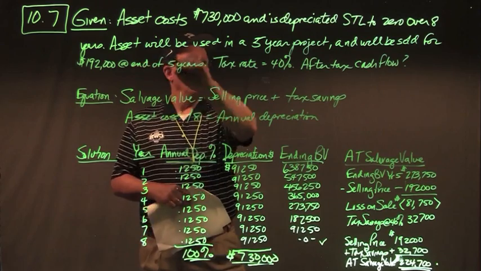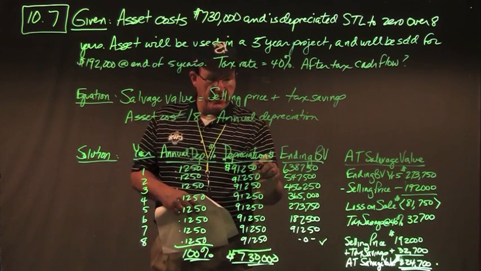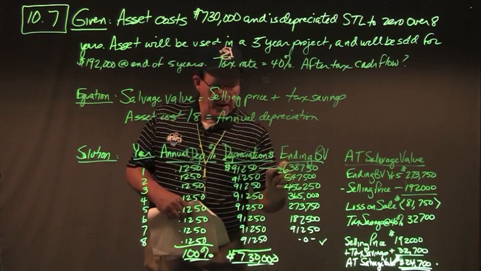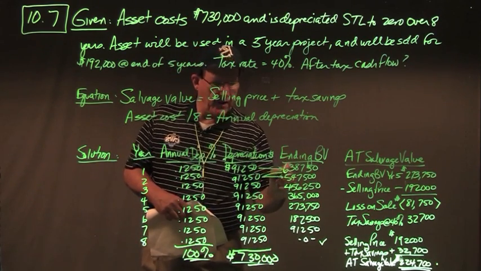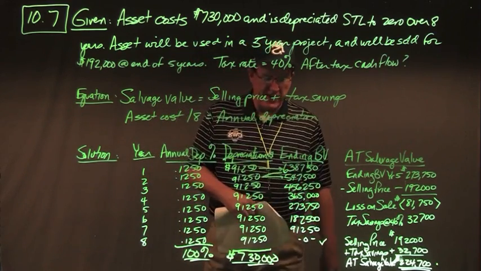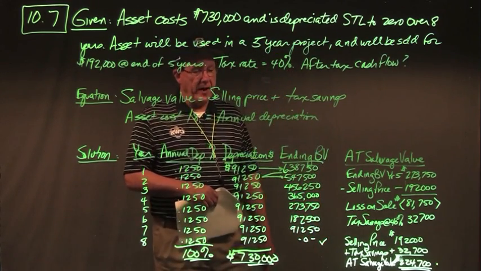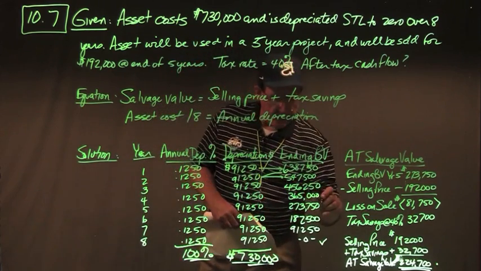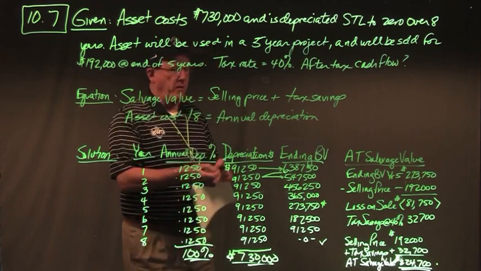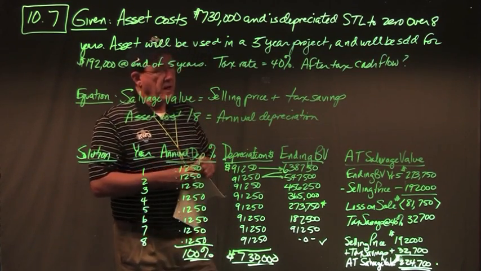So I'll take 730,000 minus the first 91,250 should give me 638,750 minus 91,250, and so on down the line. And by the end of the 8th year, I should get to 0 ending book value. However, we want to look at this at the end of year 5. So right here, we're going to take a look at what's on the books, and then what we are selling this piece of equipment for.